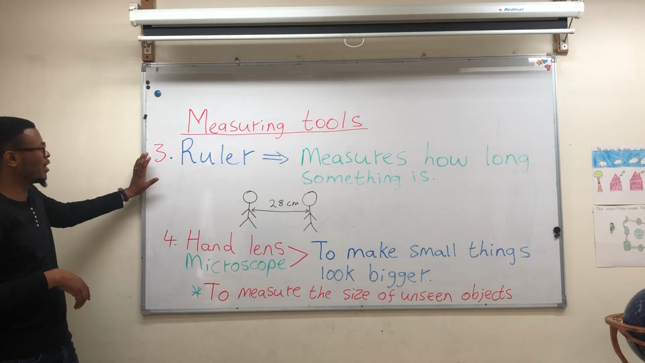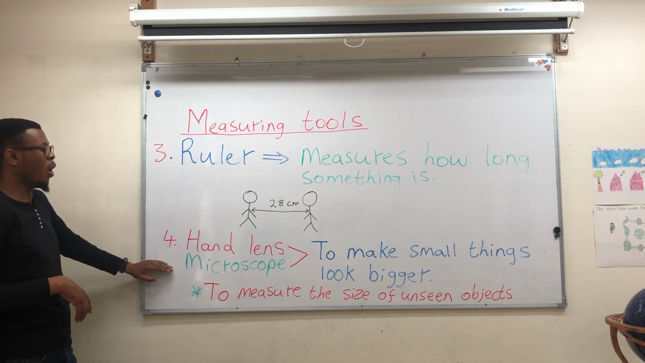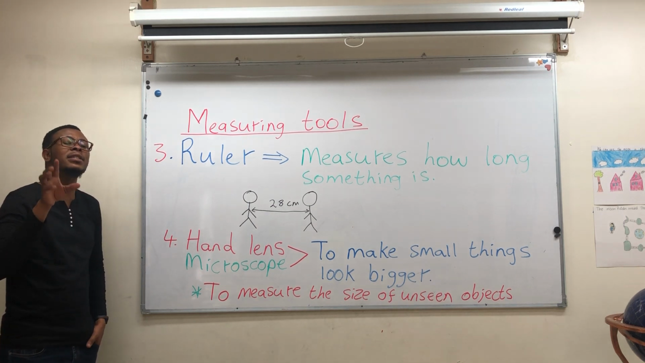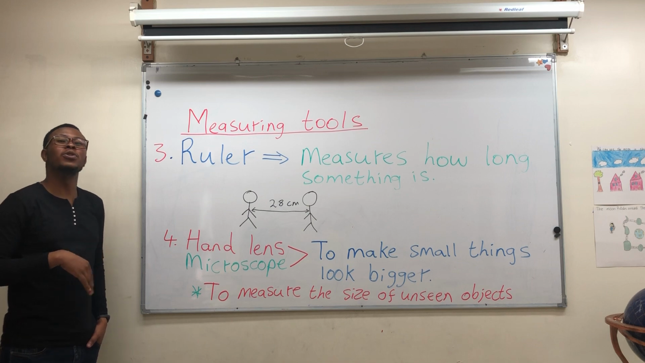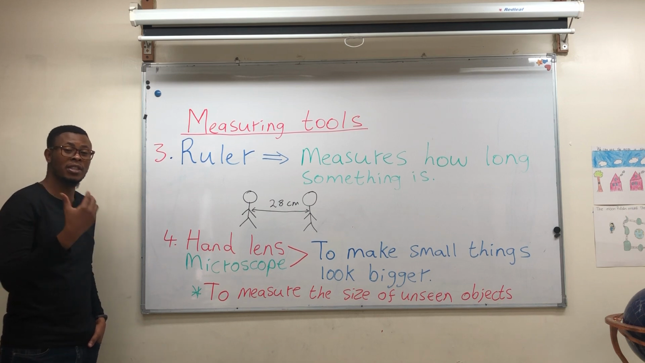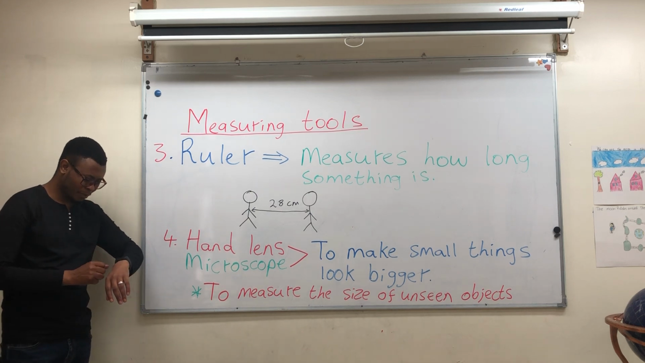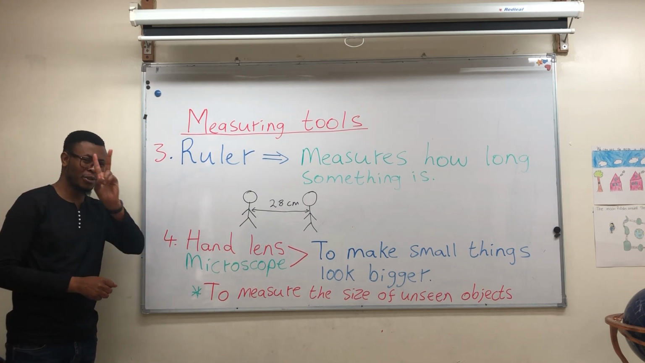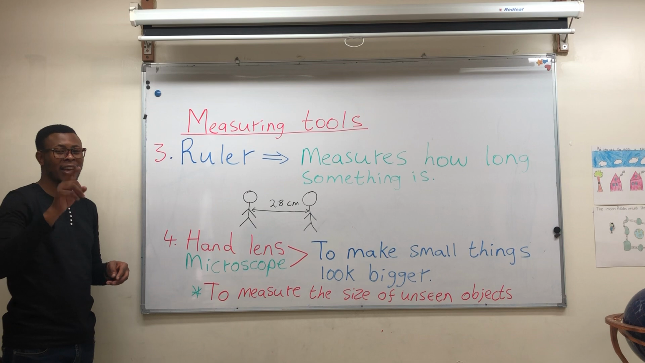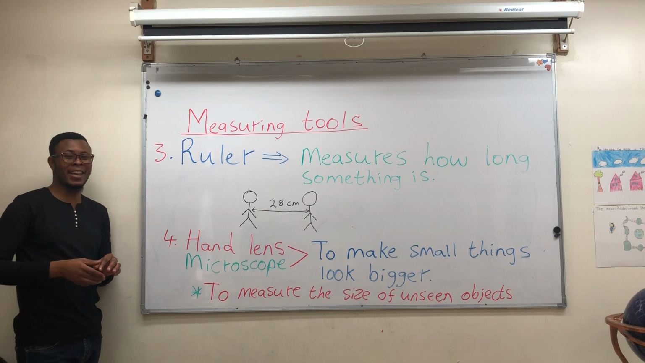So let's look at them again. We have the third one, a ruler, and the fourth one, a hand lens or a microscope. So these are some of the tools that scientists use every day to show us the amount or the size of something, of different objects. So you have, let me see, you have 2 minutes. No, 2 minutes is too long. Okay? You have 3 seconds to copy this there in your book. Quickly because of time. 1, 2, 3 seconds.